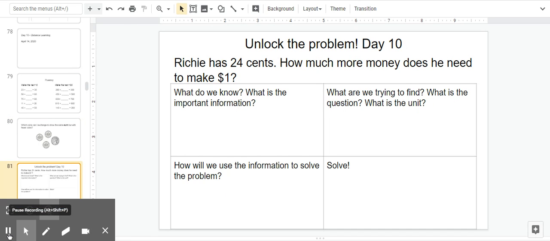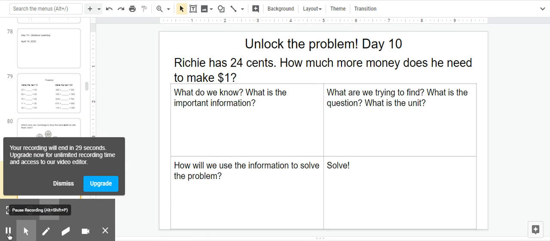Now we're going to look at one of the application problems for today that you have in your packet. Unlock the problem day 10. This is the second problem. Richie has 24 cents. How much more money does he need to make $1?